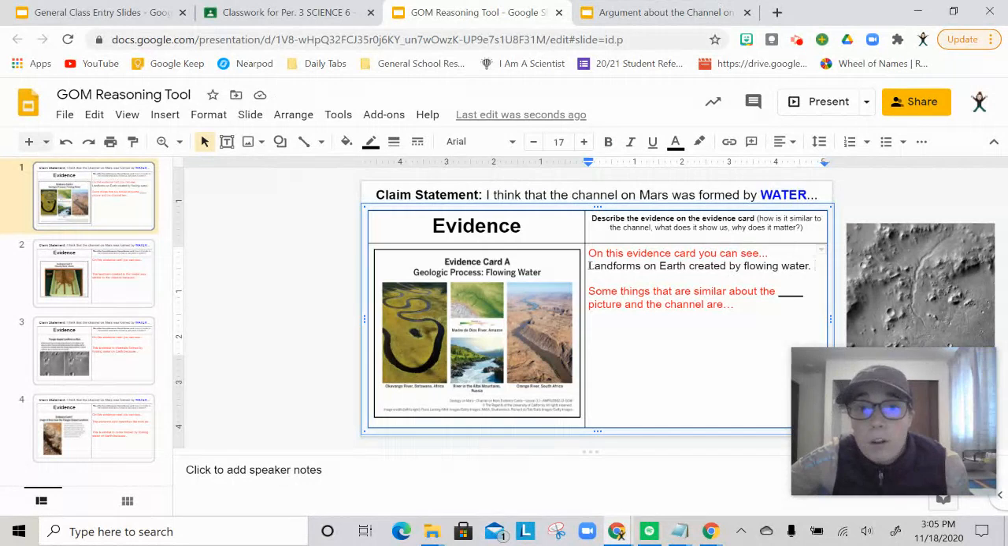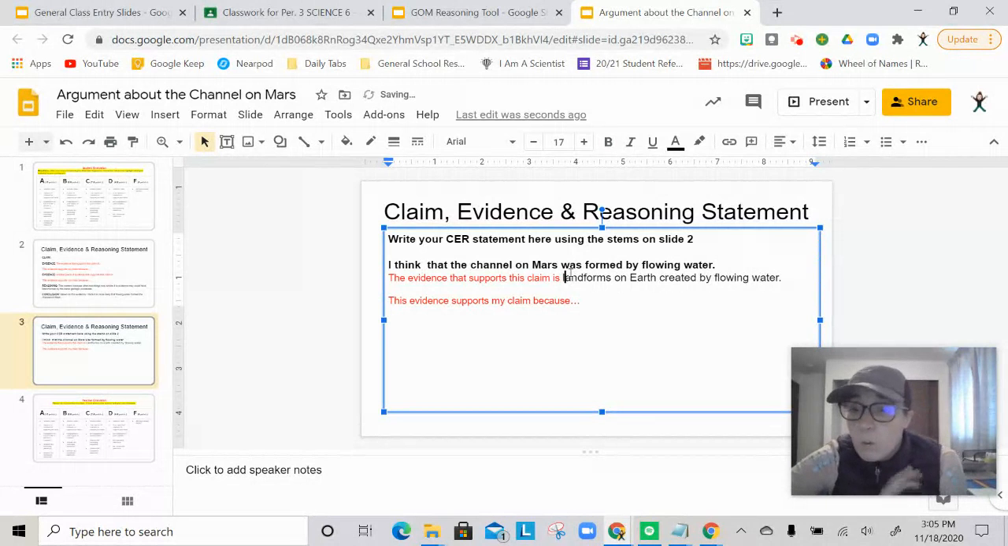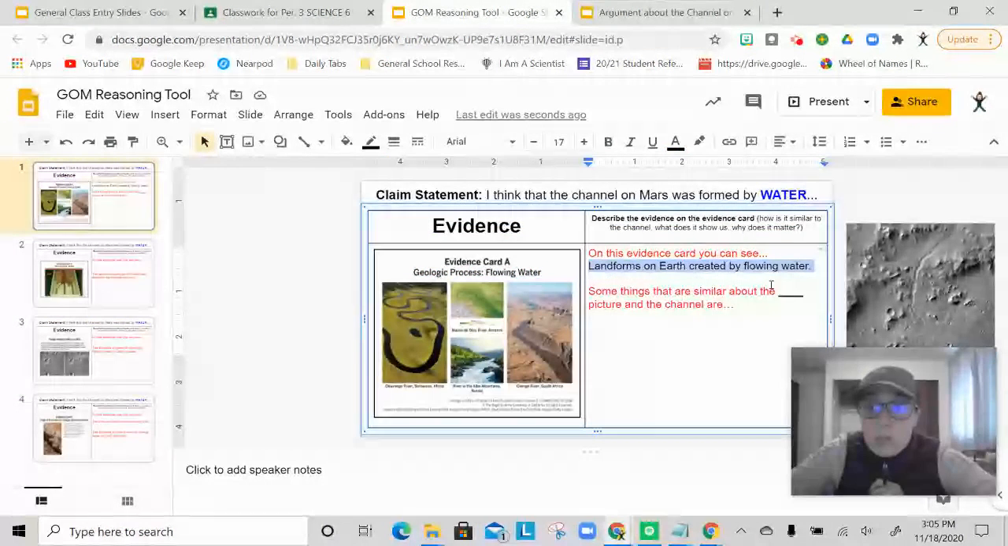Let me show you how perfectly this second piece fits into my argument. So I'm going to copy what I have here and paste it here. Now I might need to do a little wordsmithing so it makes sense, but let's read it. The evidence that supports this claim is landforms on Earth created by flowing water. So I can't just say any landforms. I need to make it a little more specific, but I could add in just a few words to wordsmith this, and I would have a sentence that makes perfect sense. The evidence that supports this claim is the images of landforms on Earth created by flowing water. Done. I copied and pasted directly from my reasoning tool to help me describe the evidence.